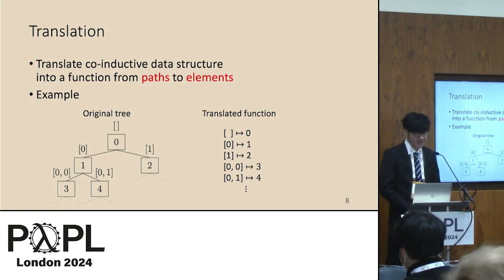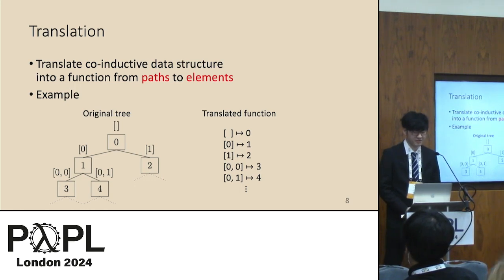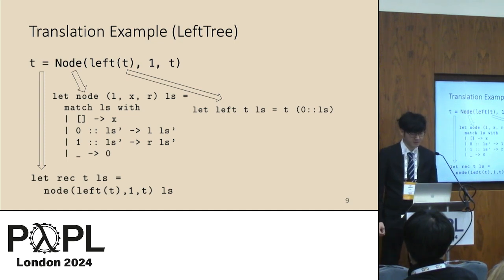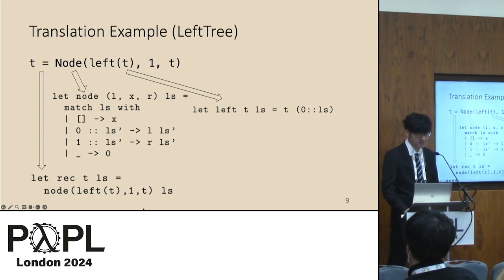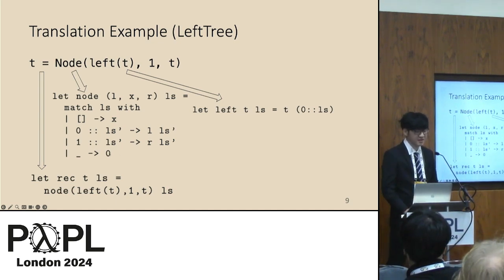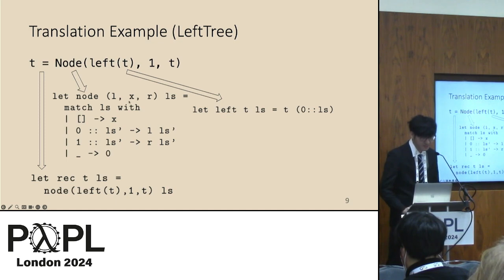In this way, we translate a co-inductive data structure into a function. I'll introduce a detailed idea of the translation through the examples of left tree and right tree. Left tree is translated into this recursive function t. Here, the constructor node is translated into this function. It takes a tuple consisting of the function L corresponding to the left child, and label x, and the function R corresponding to the right child.